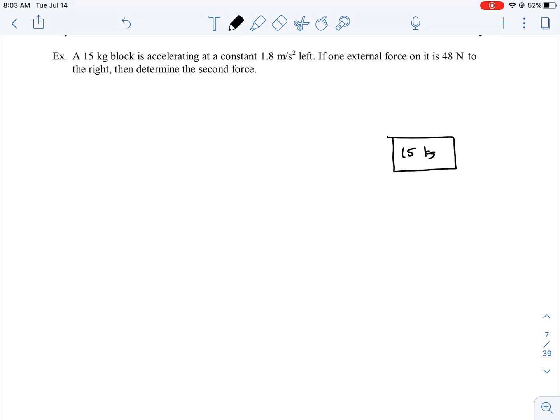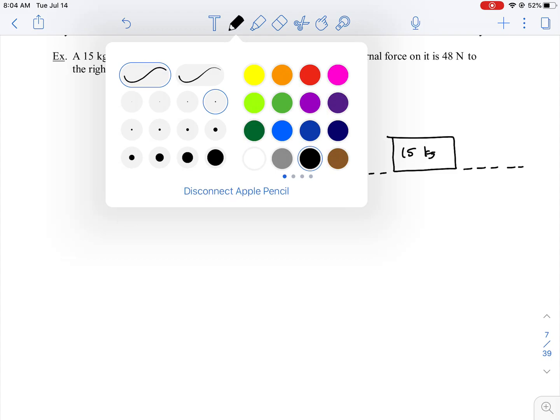Now, for the ground, please don't draw the ground as well. You draw just the block. But if you want to draw the ground, you can do it as a dotted line. But you should be drawing just the block as your system. We also know that the acceleration is to the left.